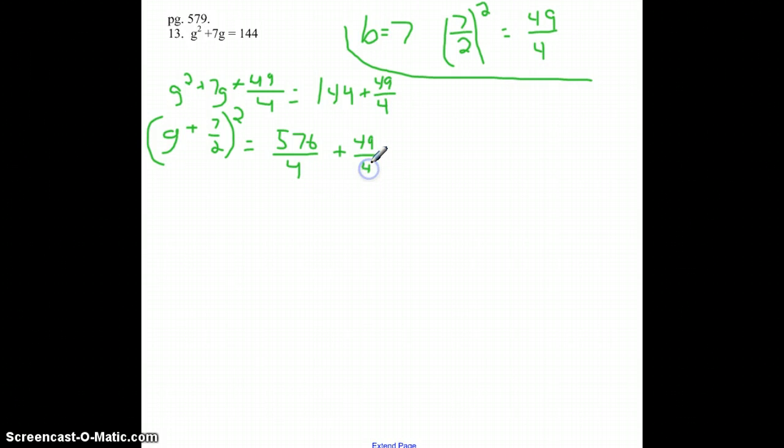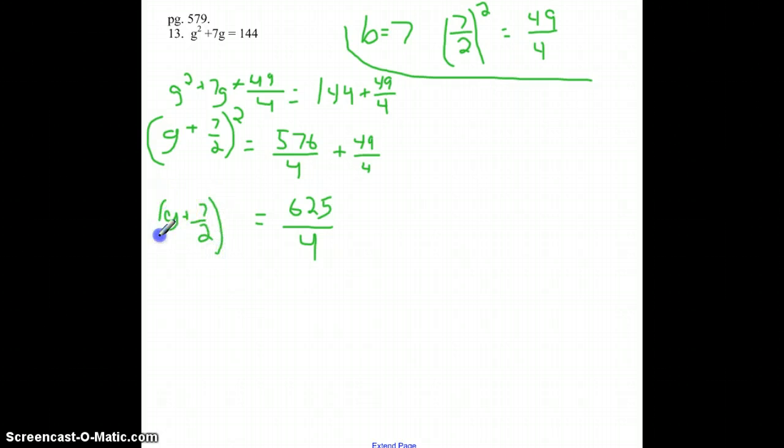Okay? So here, common denominators. Right? Combine these up here. So if we simplify this right side of the equation, we get 625. This is going to become 625 over 4. If you start to look ahead, this is going to work itself out nicely, I think. Okay? G plus 7 over 2, quantity squared.